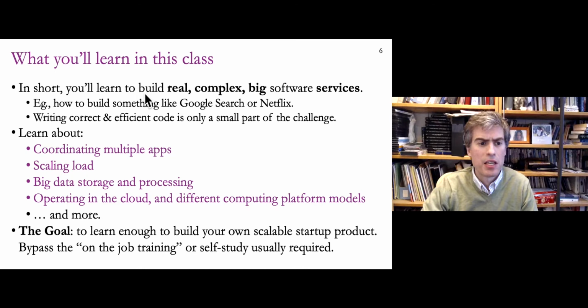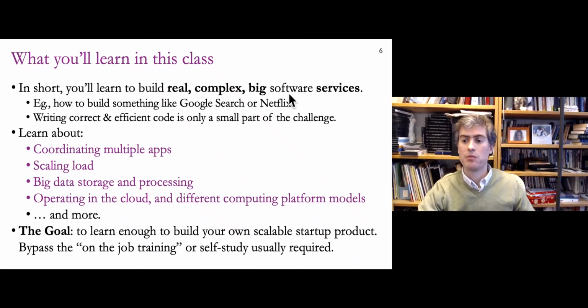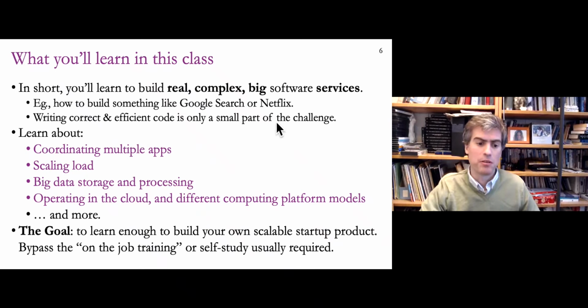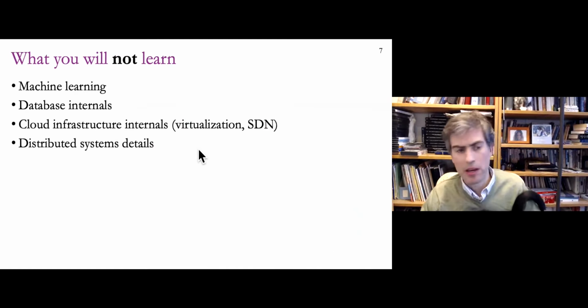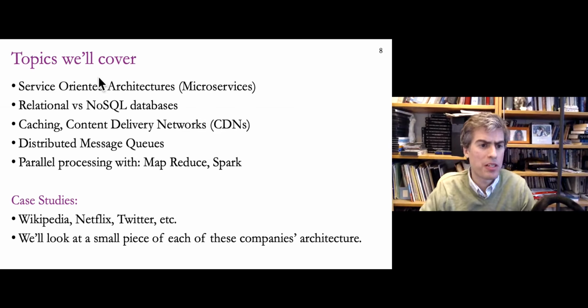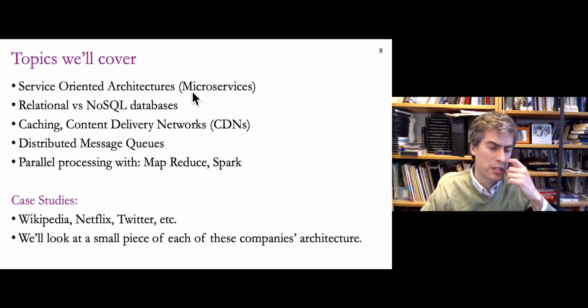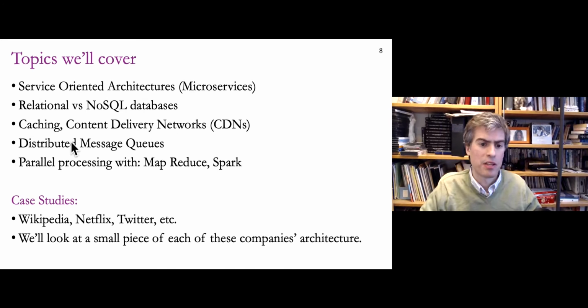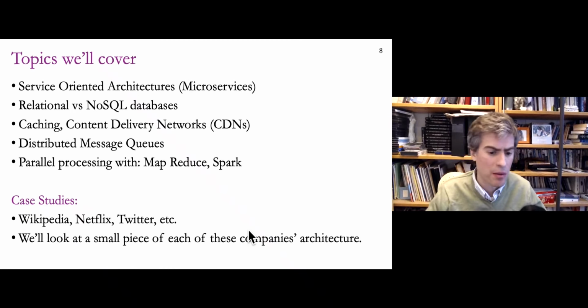Like I said, in this class you're going to learn to build real, complex, big software services, so building something like Google Search or Netflix. Actually, this is a duplicate slide, so let's move past it. Okay, to summarize, the topics we'll cover include service-oriented architecture, so breaking your system into multiple pieces that coordinate through APIs, different kinds of databases, caching, distributed message queues, parallel processing. I kind of already said that. Case studies, I mentioned that.